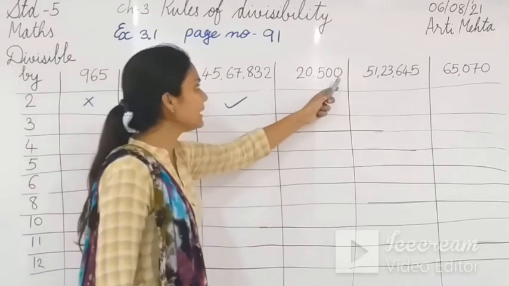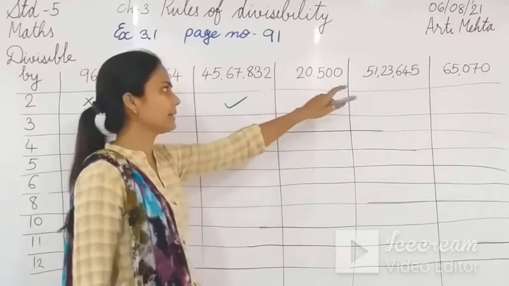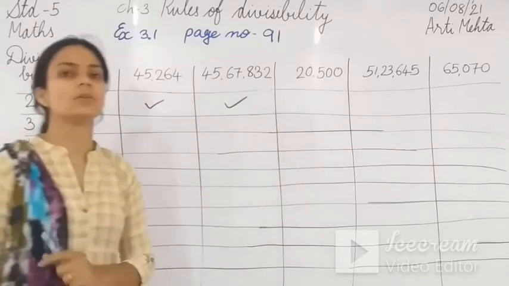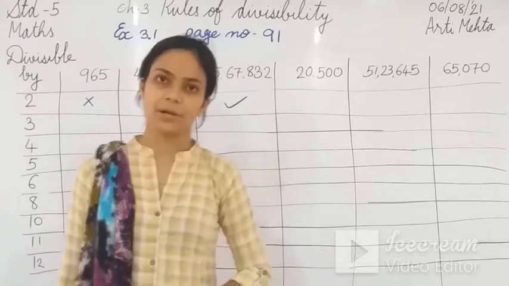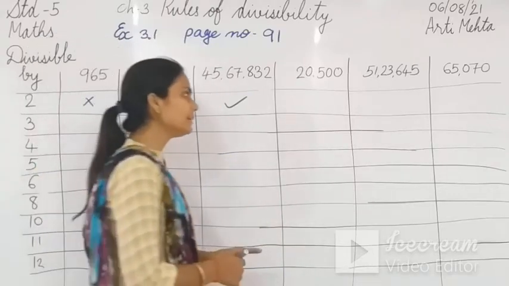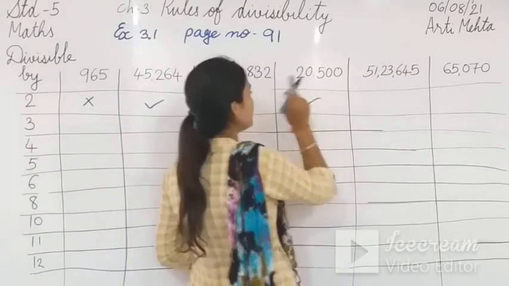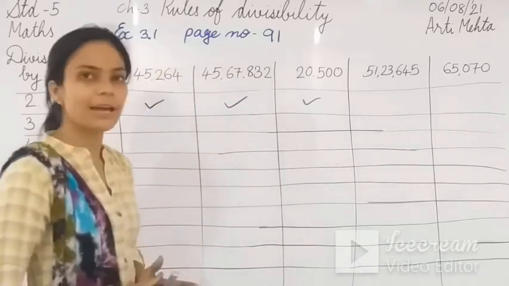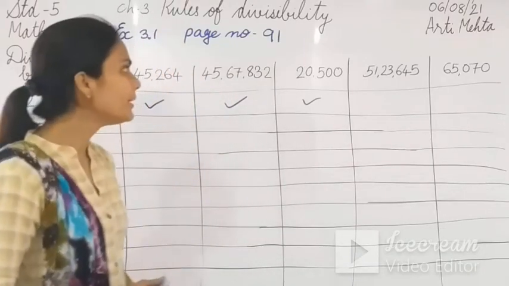Now here, 20,500. Here in the ones place there is 0. 0 is an even number, so we can divide by 2. So this number 20,500 is divisible by 2.